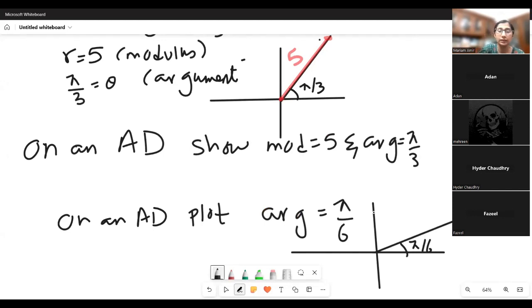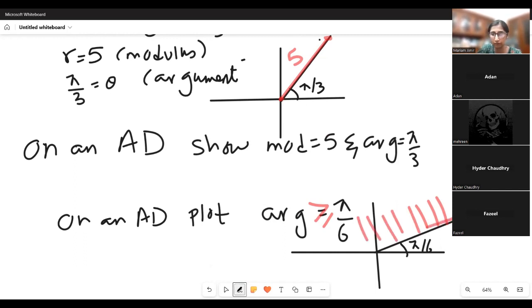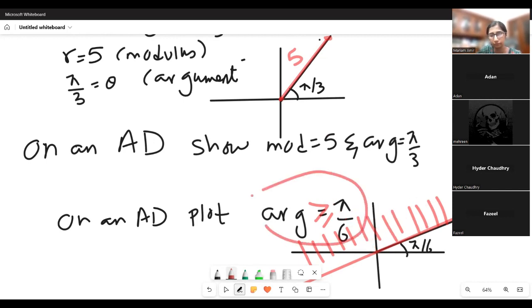And it might say plot on an Argand diagram, argument is greater than or equal to pi by 3. So now what you do, you have to shade this region. This line is going to be extended and you shade this region. Usually you would have 2 lines, so you would know that you have to shade in between the 2 lines. But again, you must be familiar with this term: argument is greater than or equal to pi by 3.